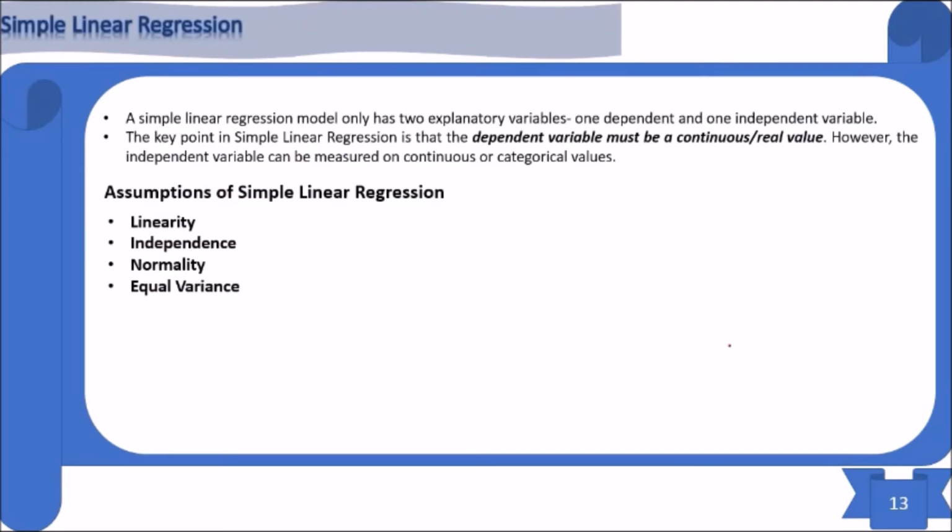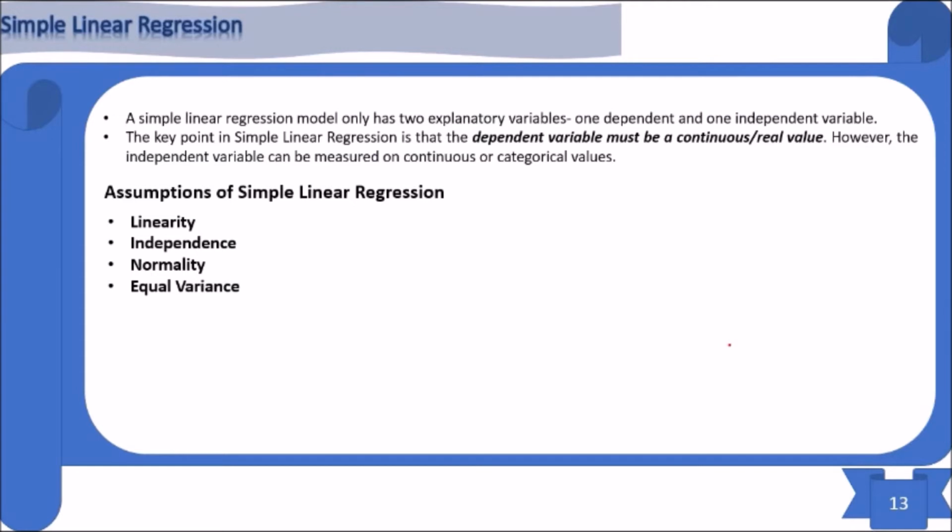Okay, now a simple linear regression model has two variables. One is dependent and one is independent. The key point of simple linear regression is that the dependent variable must be continuous or real-valued. However, the independent variable can be measured on continuous or categorical values.